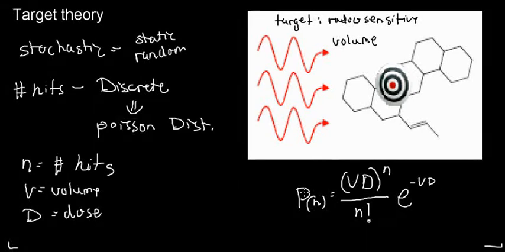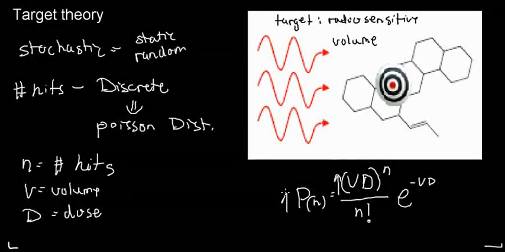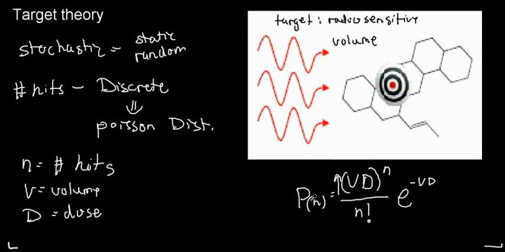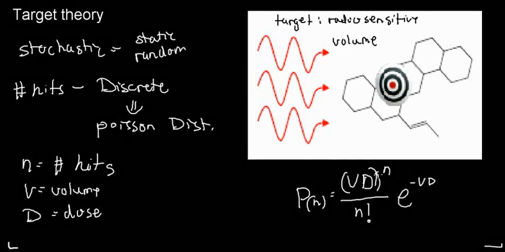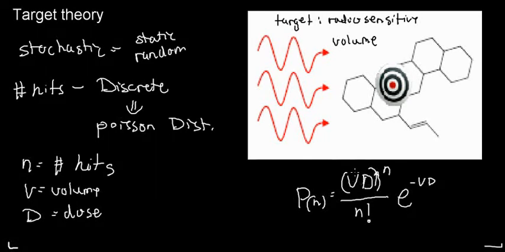Now what we need to think about is that the bigger the target, the more volume I have, obviously the more the probability that I'm going to get those hits. Also, the more dose I'm applying, the probability goes up as well.